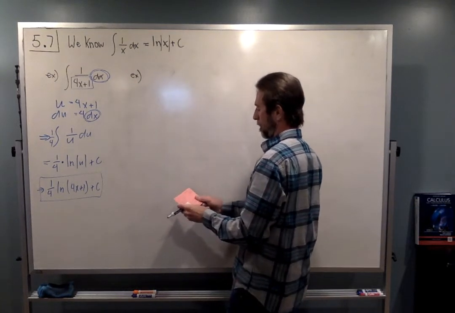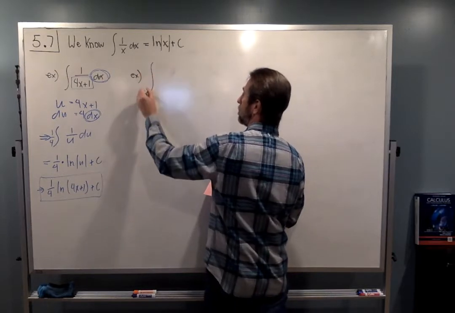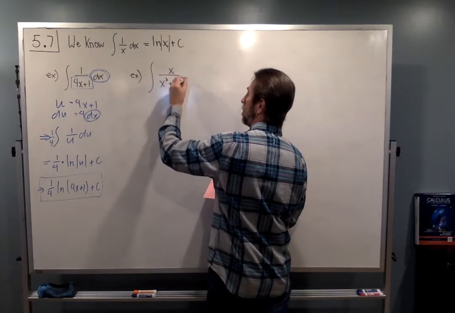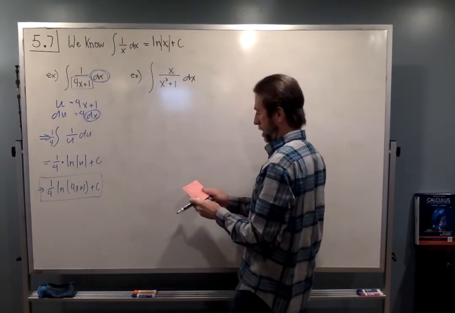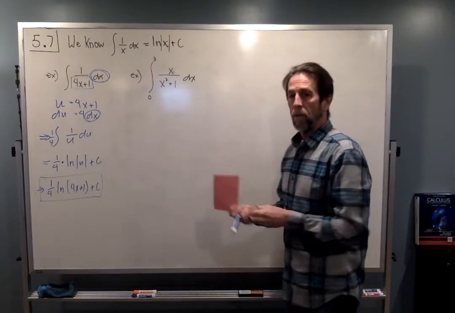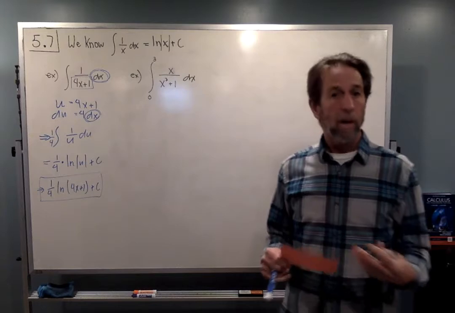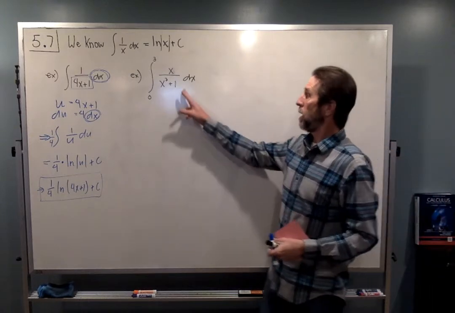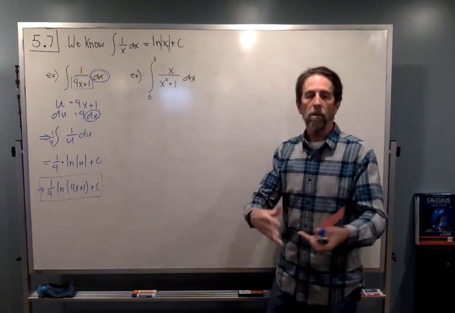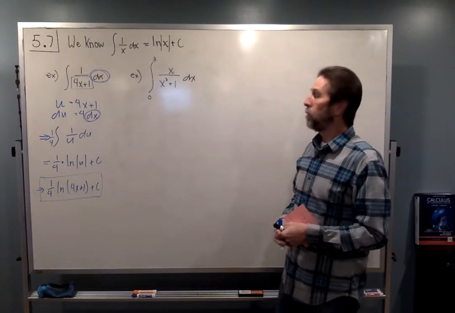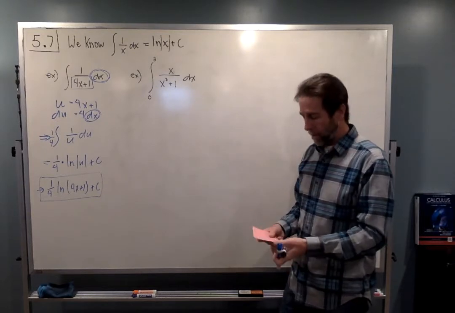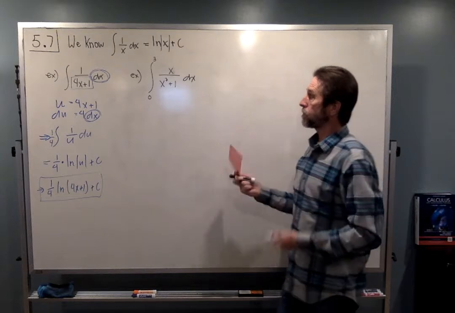Here we're going to be faced with x over x squared plus 1, and we're going to make this a definite integral from 0 to 3. So this could actually be an application of area. I could ask you to find the area under the curve x over x squared plus 1 from 0 to 3. You could graph it and get a better feel for what it looks like, but we're really trying to find the area. So let's see what we got here.